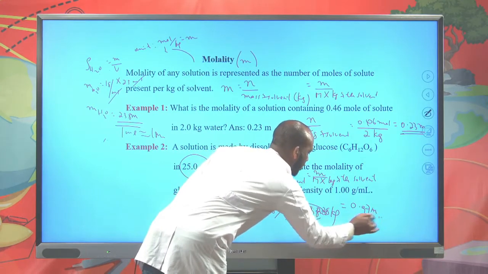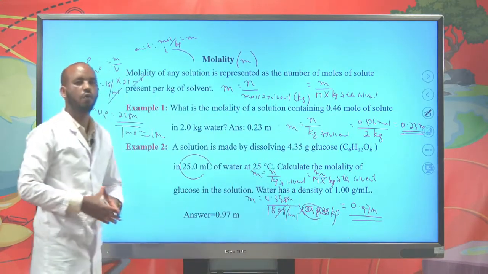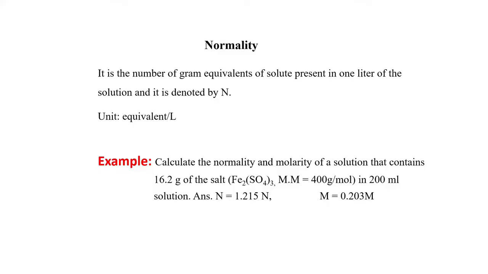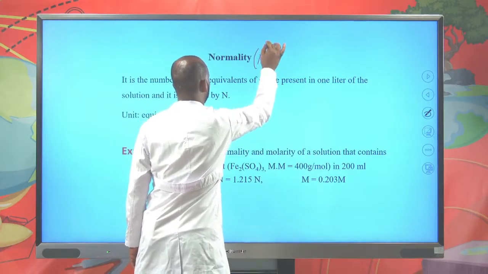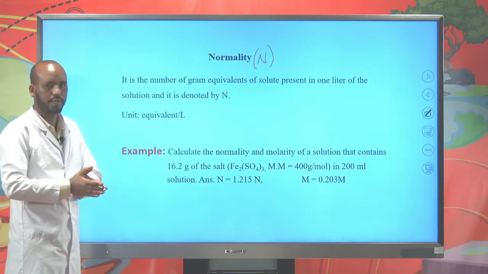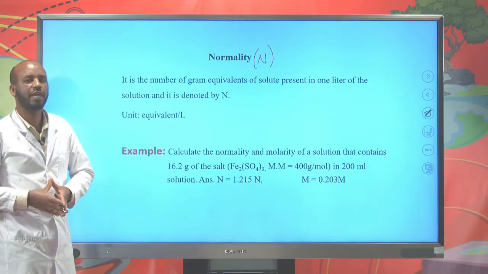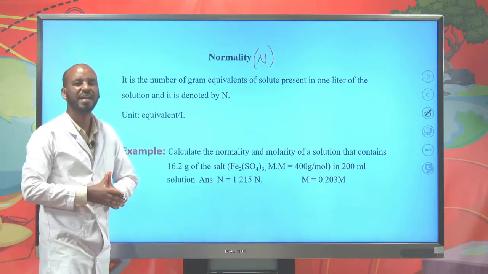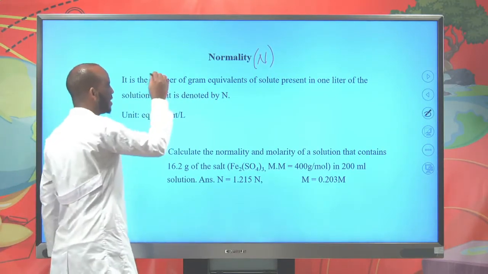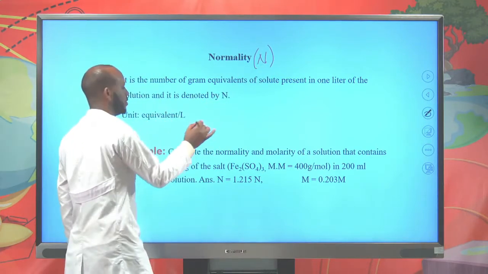0.997 molar is the molarity of the solution. Now, normality, denoted by capital letter N. Normality of the solution is the number of equivalents of solute per liter of solution. Normality is denoted by the symbol capital N.